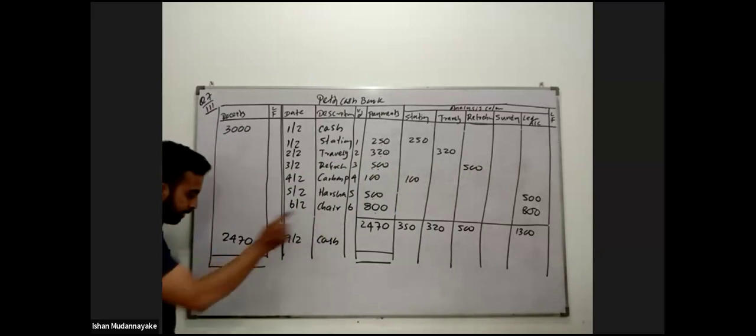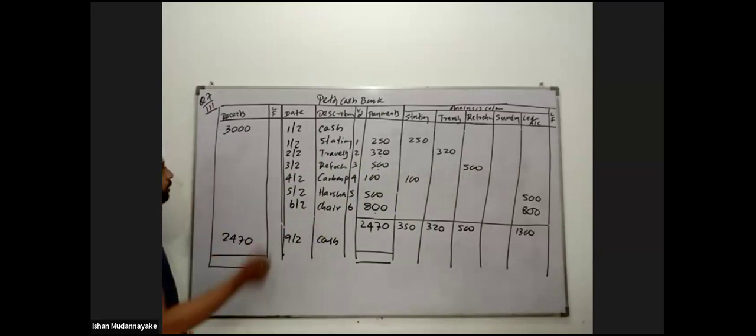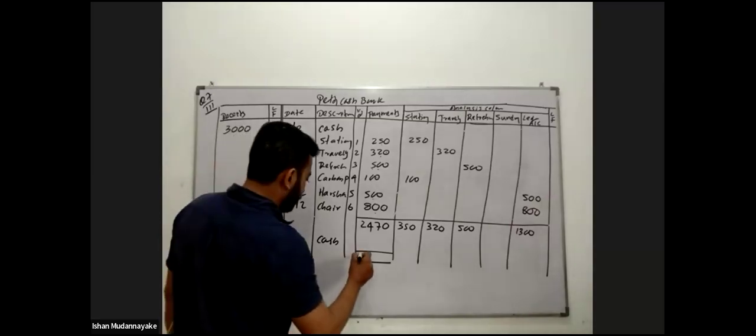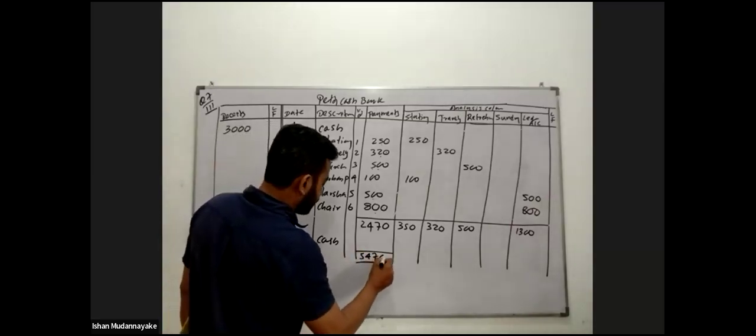Then here, 9 February, received cash 2,470 reimbursed by the accountant. Then 3,000 plus 2,470 is 5,470. 5,470 is transferred to the credit side.